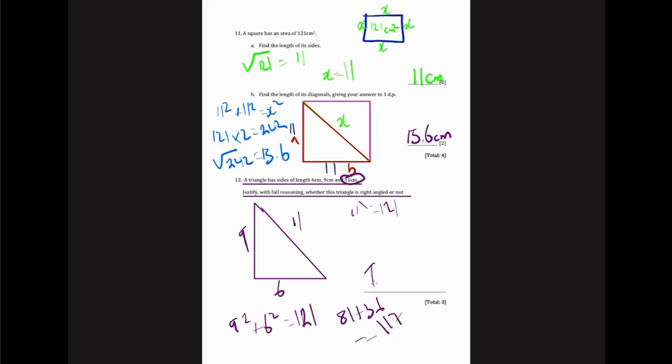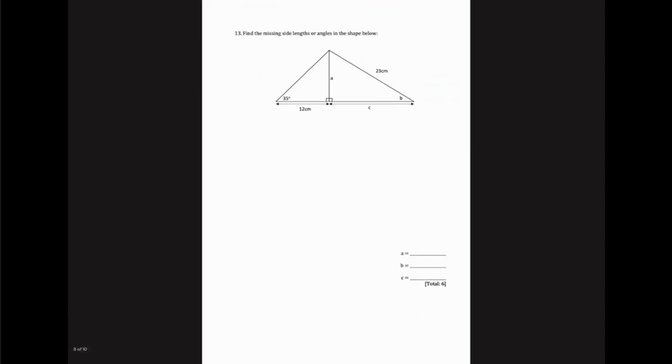So this is not a right angle triangle. More triangles. Okay, find the missing side lengths of angles in the shape below. So we have to find A, B, and C. So this is the cliffhanger of this video, and I hope you enjoy this part 3. We'll see you in part 4.